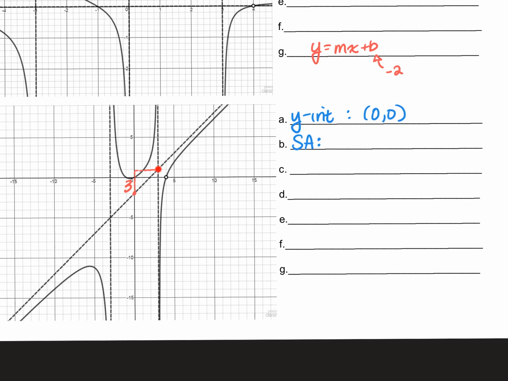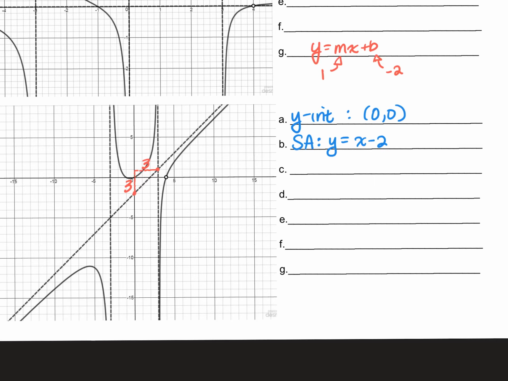Right 1, 2, 3. So my slope is just up 3, right 3, which just ends up being 1. So when I talk about my slant asymptote, it's just going to be y equals 1x, which you can write the 1, you don't have to, minus 2. So now I have my slant asymptote.